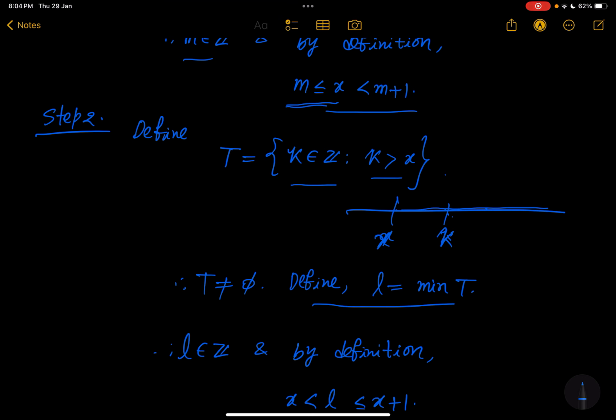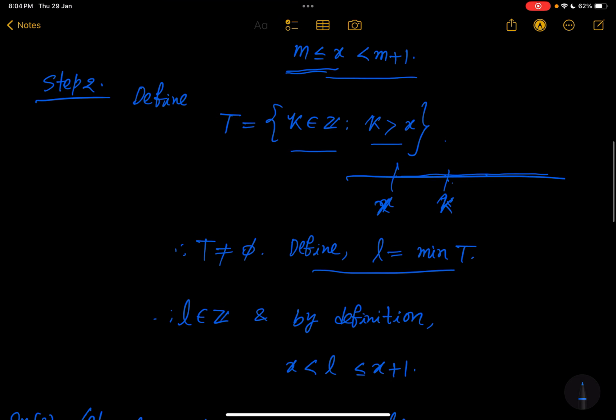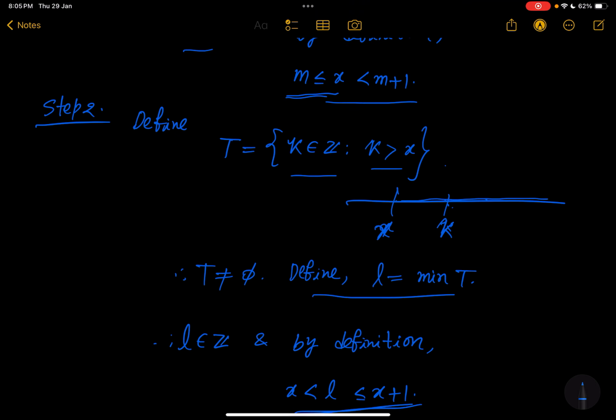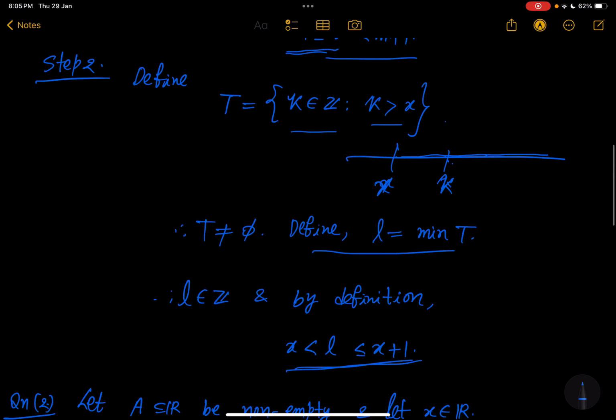Because if I take l minus 1, for example, then l minus 1 is outside the set, that means l minus 1 is less than or equal to x. Because l is the minimum, right? So I will get this inequality. And l minus 1 is also an integer, that's the reason, right? So that element has to be outside this set.